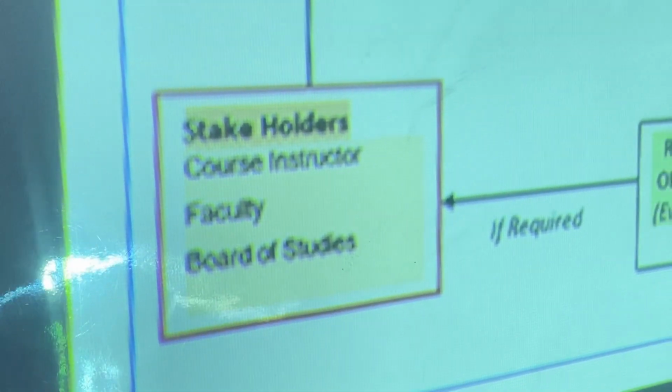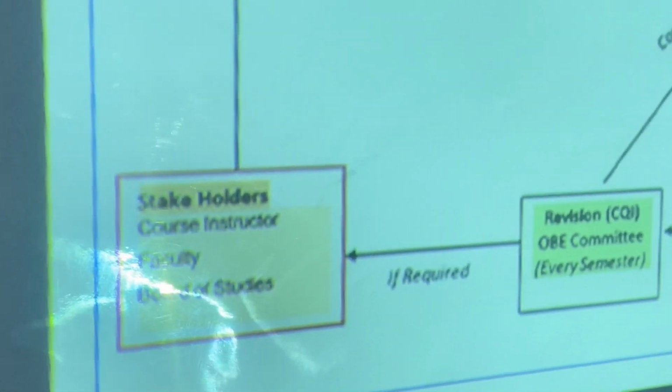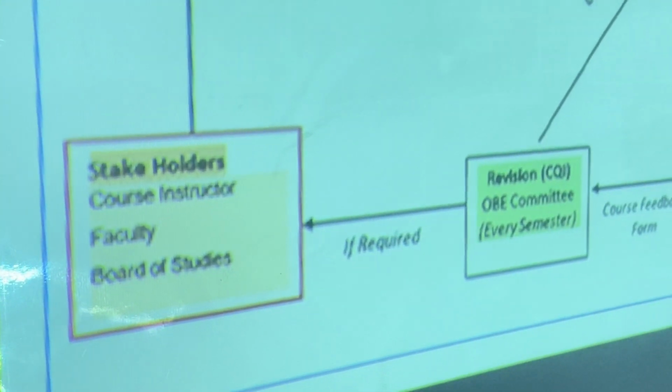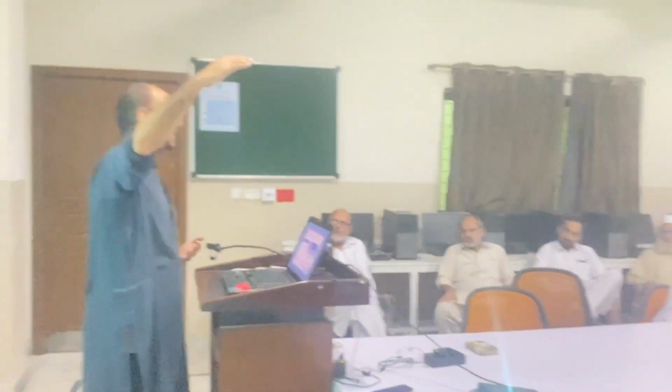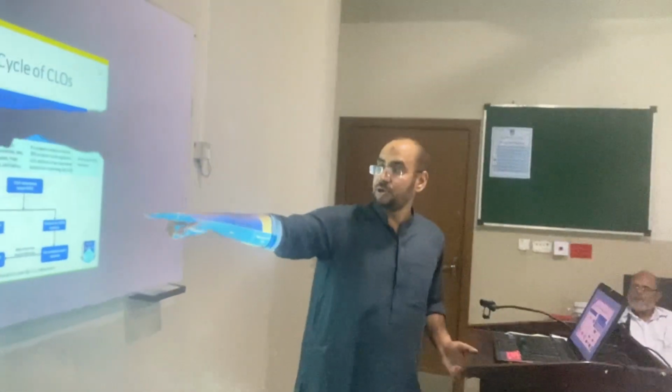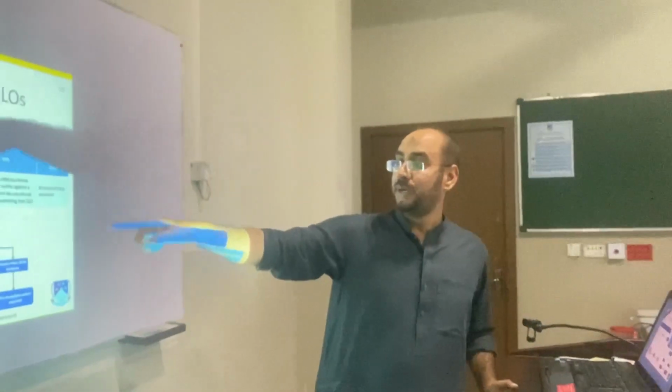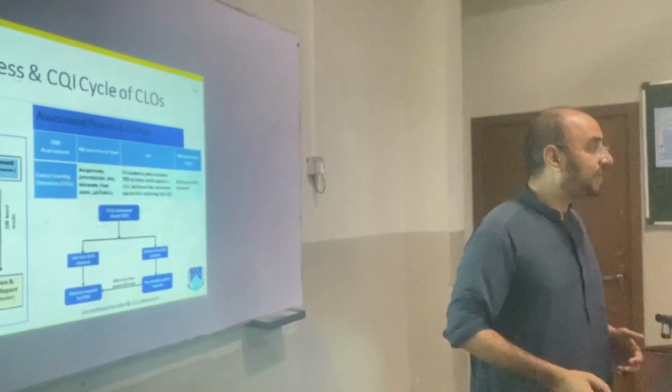The difference in the CQI loop is actually the stakeholders. Who are the stakeholders involved in the CLOs? They can ask you people: once you want to revise your CLOs, who will be the stakeholder? This should be on your fingertips. The stakeholders involved in the POs are vision and mission, indirect assessment, survey forms, LMI, CVC. But here, the stakeholders involved in the CQI group are only the course instructor and faculty.